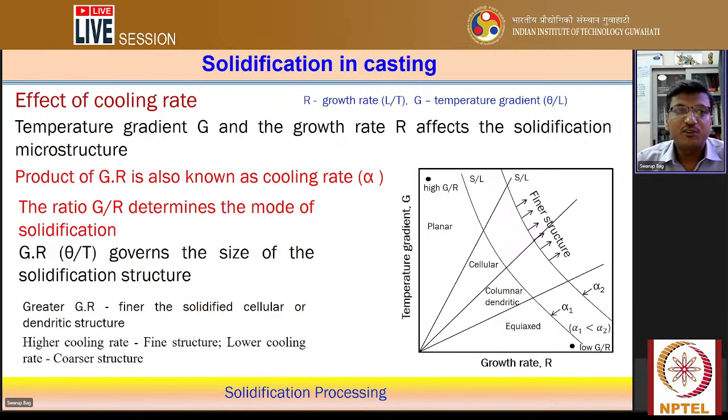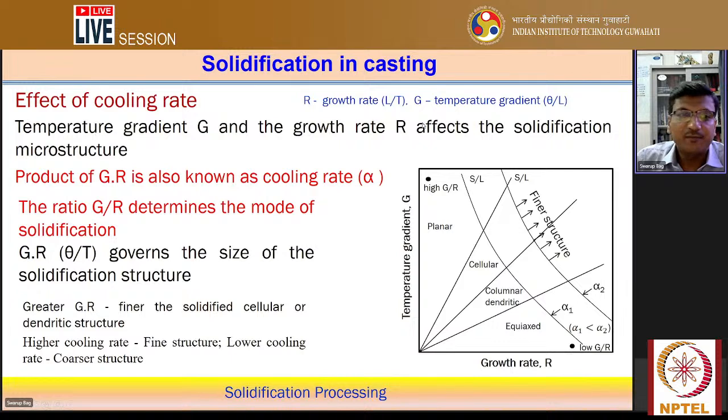Another aspect is the effect of the cooling rate. That was the effect of the different solidification modes, and now the effect of the cooling rate. Here you can see the temperature gradient and the growth rate affect the solidification microstructure, through the product of G and R. G is the temperature gradient and R is the growth rate. If you multiply R into G, it creates the dimension L by theta, length scale divided by temperature, which is basically L by time. So the product of G into R is also known as the cooling rate.